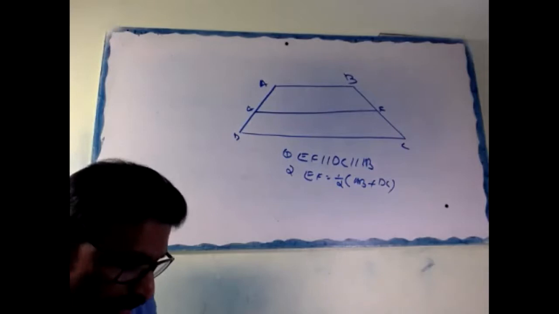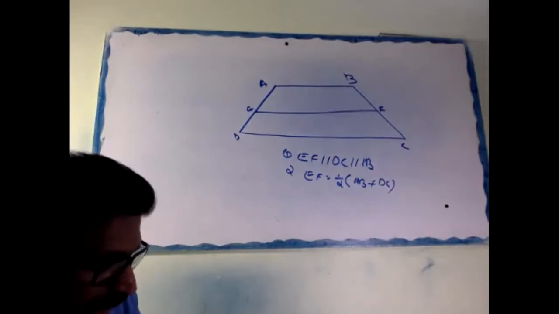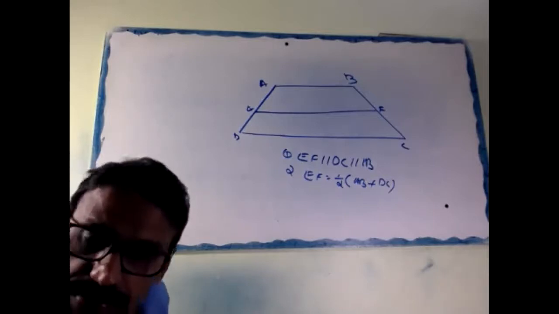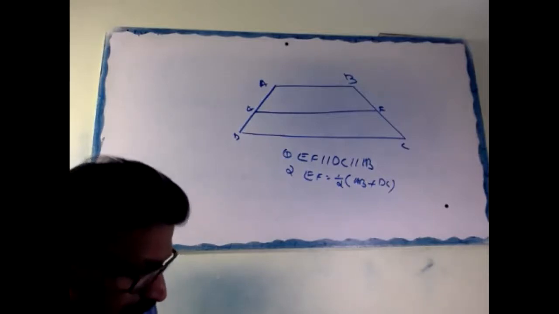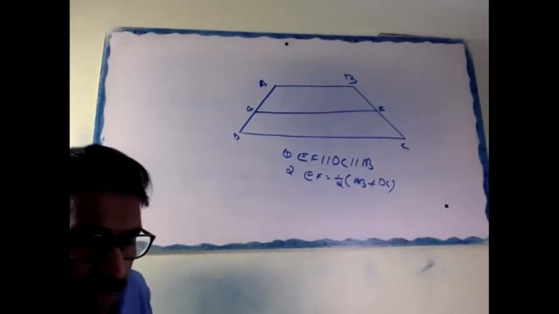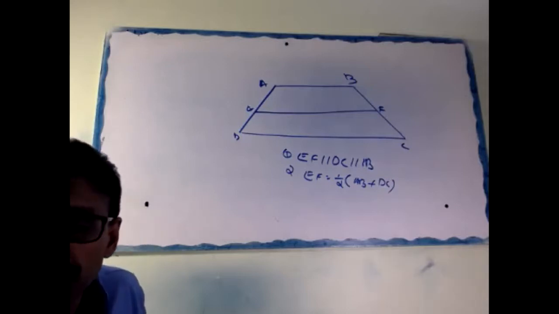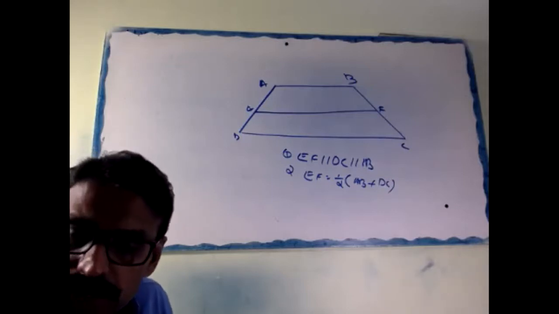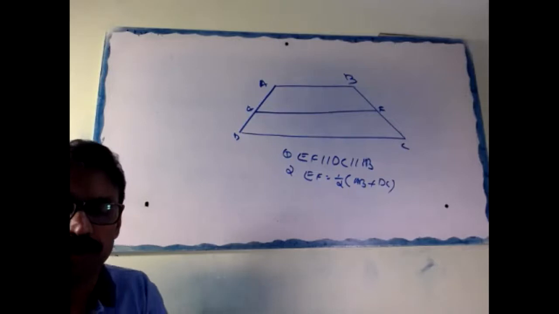Now read the question. Prove that the line joining the midpoints of the non-parallel sides of a trapezium is parallel to the parallel sides and equal to half the sum of the parallel sides. Draw the figure, then I will explain.